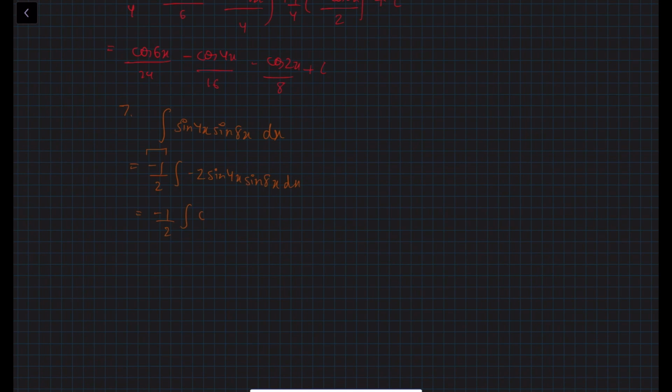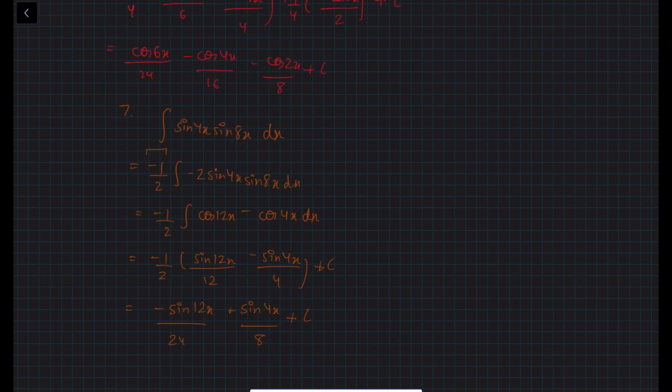This becomes a cosine 12x, since 4 plus 8 is 12, minus cosine 4 minus 8, so that's minus 4. That just becomes a 4 because it's inside a cosine function, dx. And now we're just going to integrate this. That becomes sine 12x over 12. That becomes sine 4x over 4 plus a c. And now I'm just going to write that out. And that is the answer. All right.